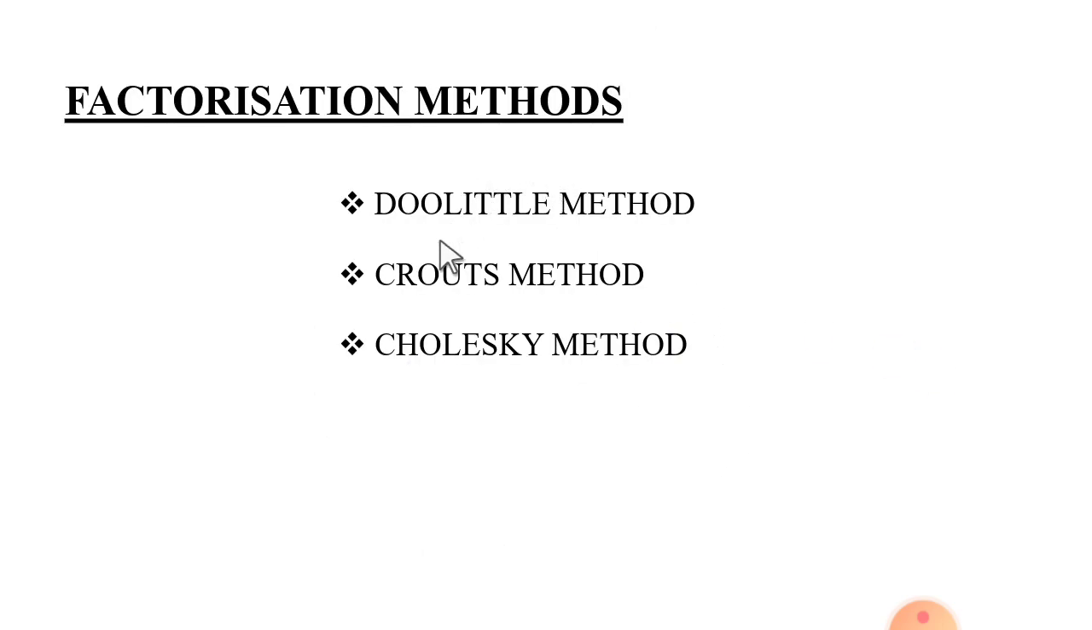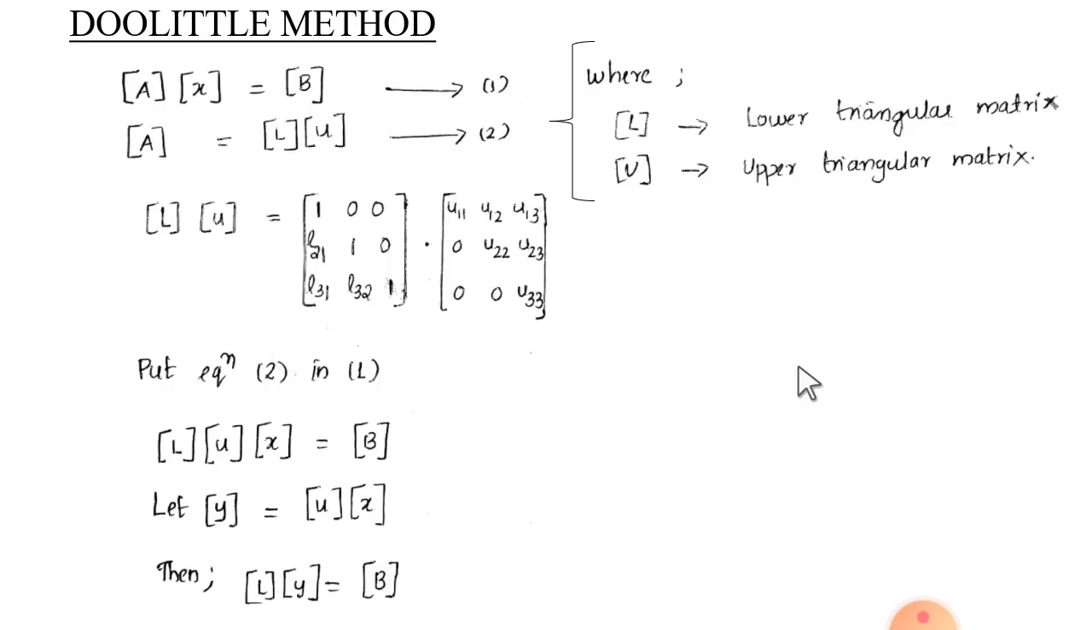Next, factorization method. Different methods are used, that is Doolittle method, Crout's method and Cholesky method. These three methods we have to study. Now we can take a look at the Doolittle method, the Doolittle decomposition of a matrix.